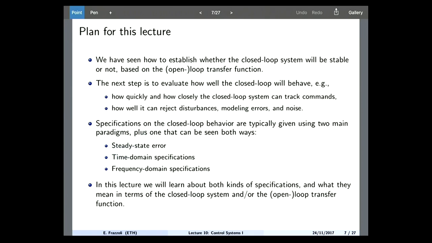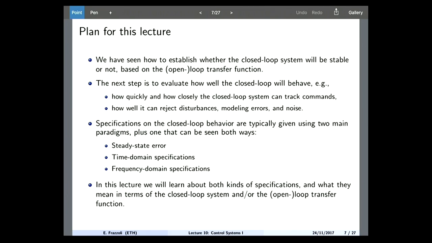So, next point. Now we want to talk about how we set the specifications for the behavior of the closed loop. So how do I express my wishes for what I want my closed loop to do? Clearly the number one specification is that you want your closed loop to be stable. Otherwise, nothing else matters. The thing will blow up in your face, will explode, will melt, will go off-road, will crash, and that's bad. So number one is stability of the closed loop.